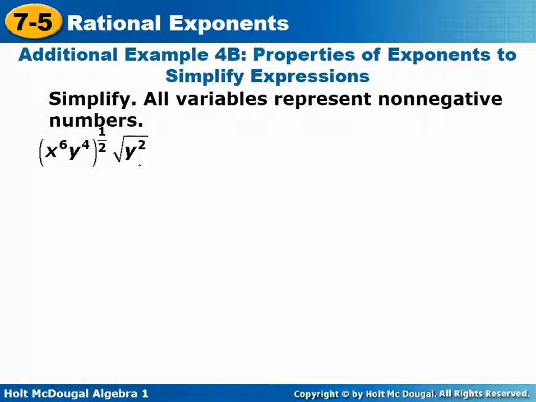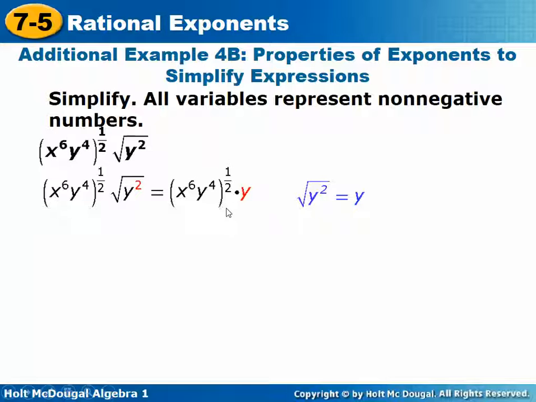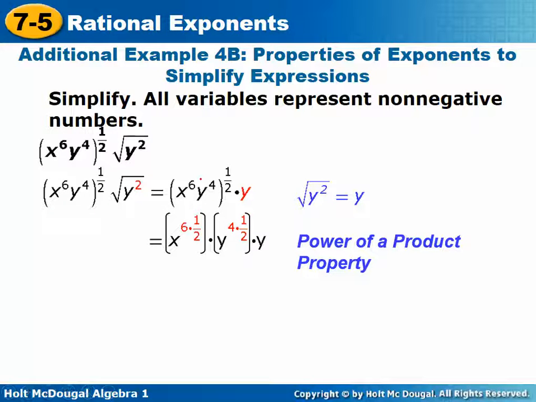In example 4b, this looks complicated, but it's really not going to be bad at all. So first of all, the square root of y squared, that's equal to y. The square root undoes the exponent of 2. When you raise something to the 2nd power, the square root undoes that. We also have that x to the 6th times y to the 4th is being raised to the 1/2 power. So we use our power of a product property to multiply each of those exponents by 1/2.